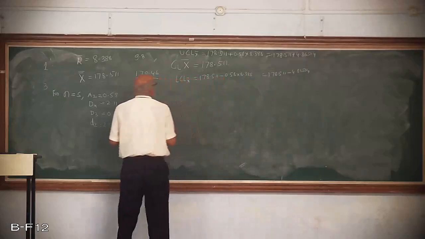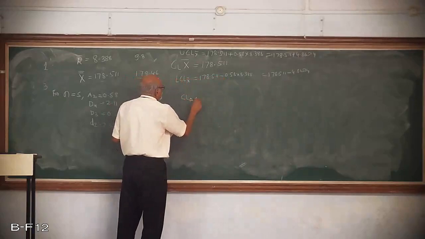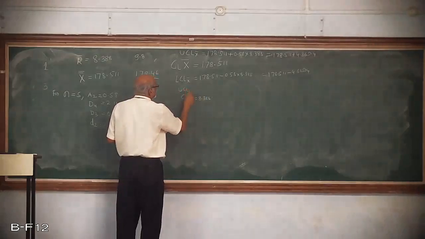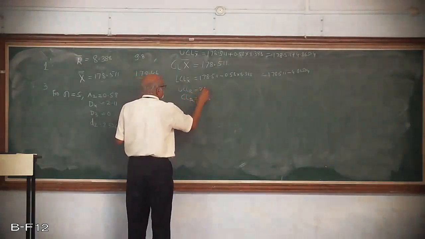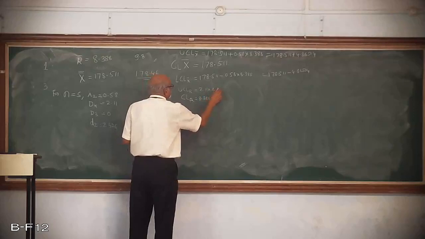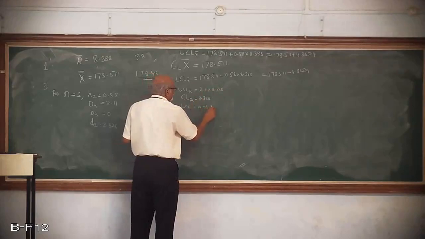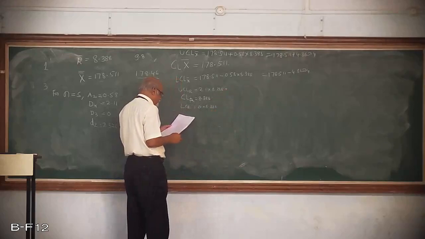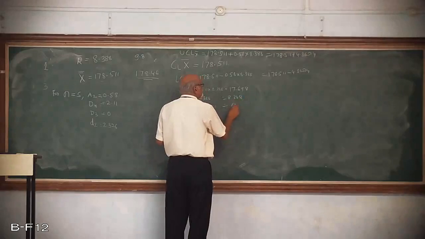And for R chart, central line 8.388, upper control limit D4 R bar, that is 2.11 into 8.388, and lower control limit, it is 0 into 8.388. So this works out to be D4, we can find out 17.698, this is 8.388, this is 0.